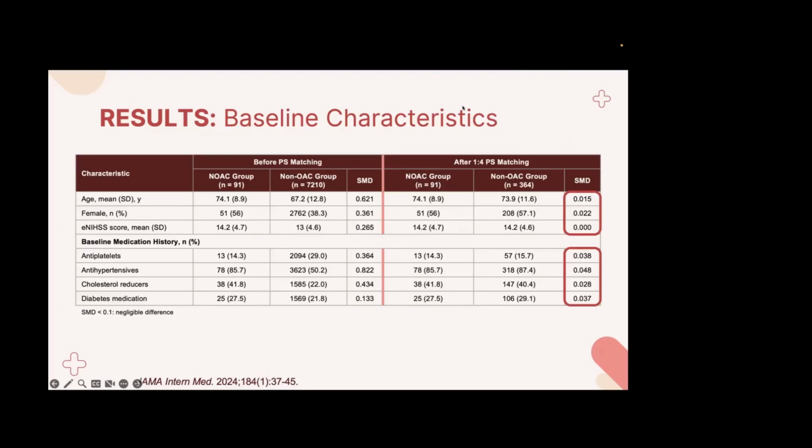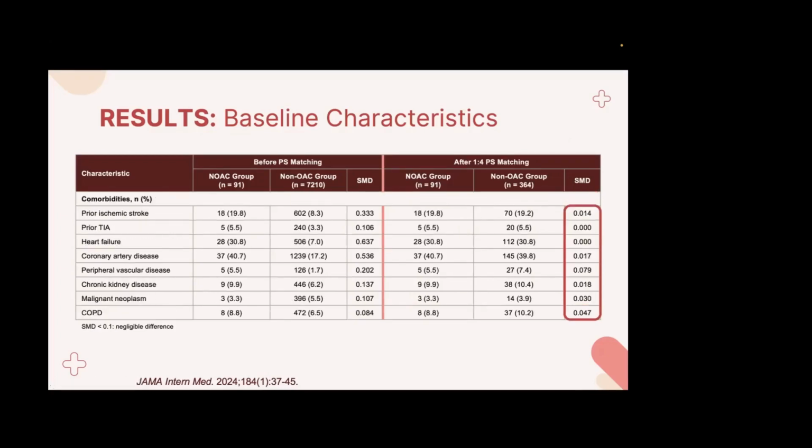And then again, because all of this information was obtained through claims data, that actual NIHSS score had to be calculated based on a claims-based stroke severity index. Comorbidities that were identified through ICD-9 and 10 codes were also evaluated at baseline. These comorbidities were present similarly across groups, with coronary artery disease and then also heart failure being the most prevalent across those groups.